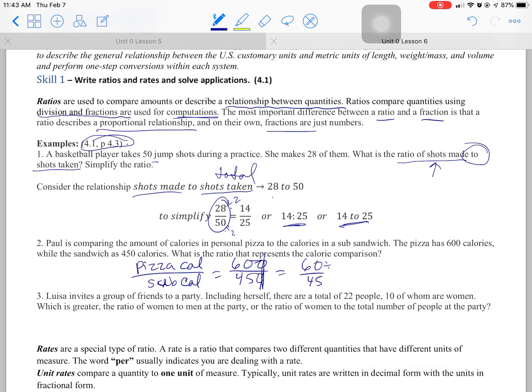These are equivalent fractions. You can divide by 5 because they end in a 0 or a 5. So, what? 12 over 9. These are divisible by 3. 1 plus 2 is 3. It's divisible by 3. 9 is divisible by 3. So that's a 4 over 3. So a ratio that represents the calorie comparison is this way. Also accepted would be that way. Okay. Also accepted would be that way. So any of those things. Okay.